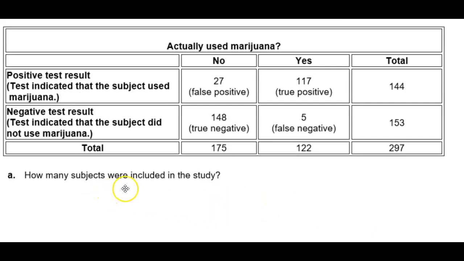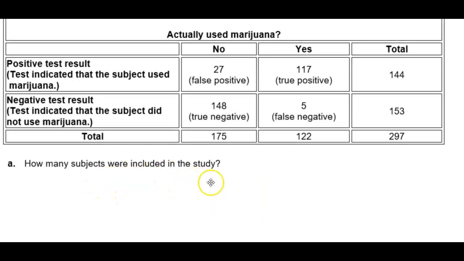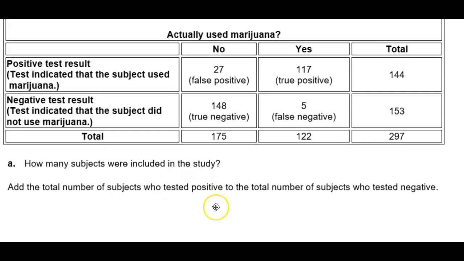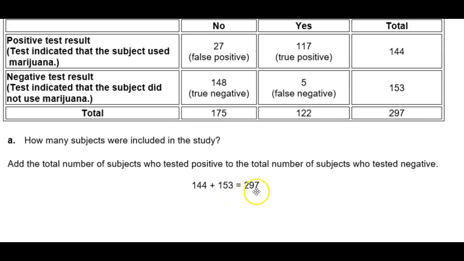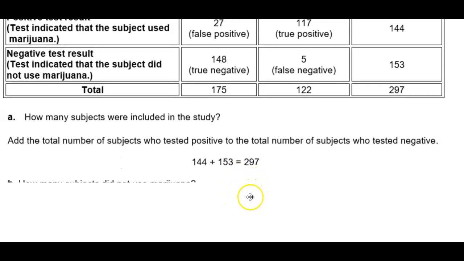So, how many subjects were included in the study? Now there are many ways of doing that. We can add the total number of subjects who tested positive to the total number of subjects who tested negative. Therefore, 144 plus 153 equals 297. Or we could have said 175 plus 122, but what was given in the problem is 144 plus 153, which gives us the answer of 297.